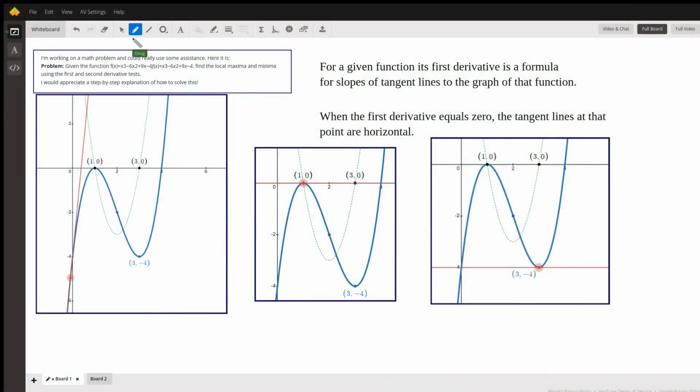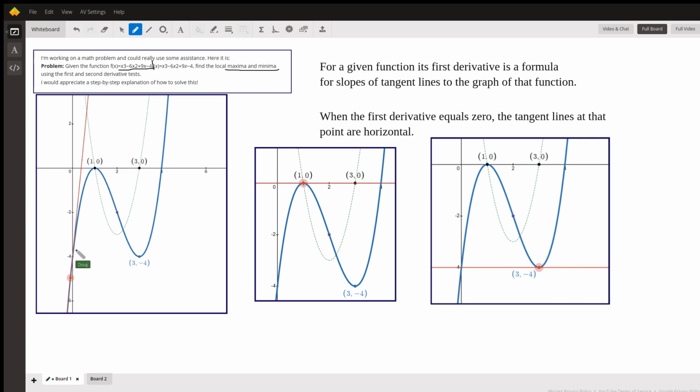Okay, you're given this function right here, f of x equals x cubed minus 6x squared plus 9x minus 4, and asked to find the local or relative maximum and minimums using first and second derivative tests.